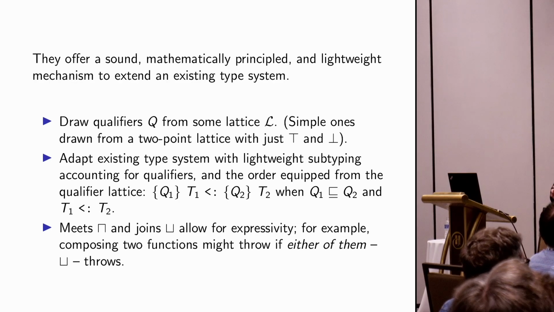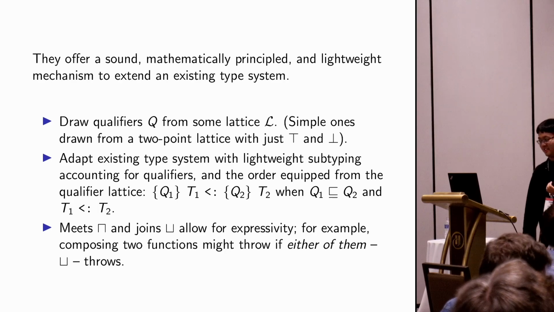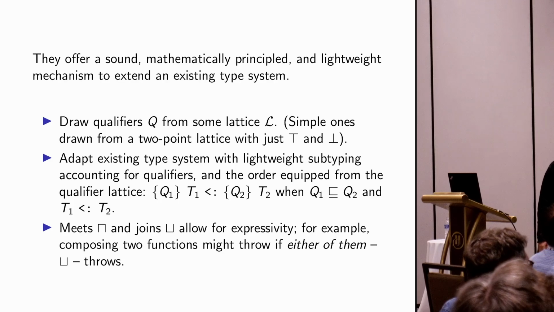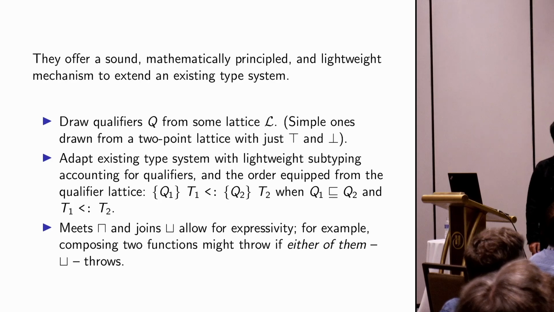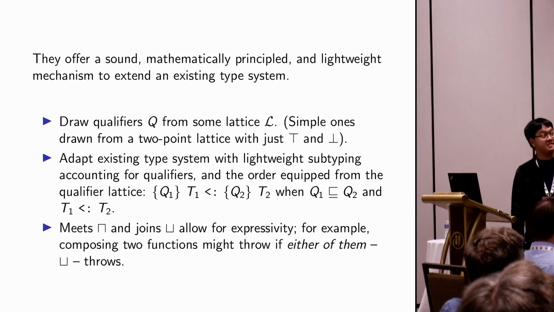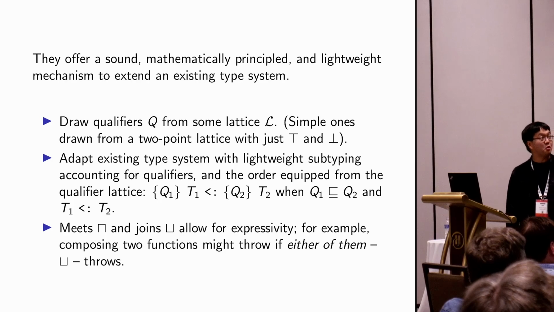Two qualified types are in a subtyping relationship when the qualifiers are ordered properly in the lattice, and the types are in a subtyping relationship. And meets and joins from the lattice allow for some expressivity. For example, if you compose two functions, like in the qualifier system that deals with exception safety and throwing, well, it throws if either of them throws, their join.